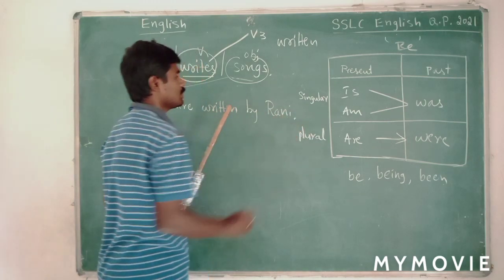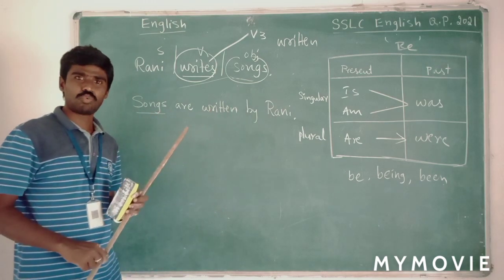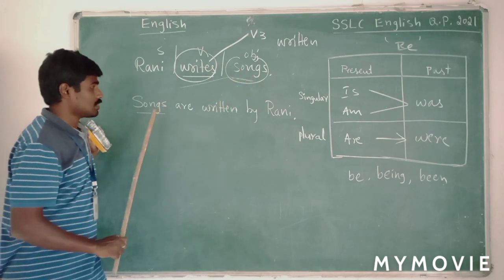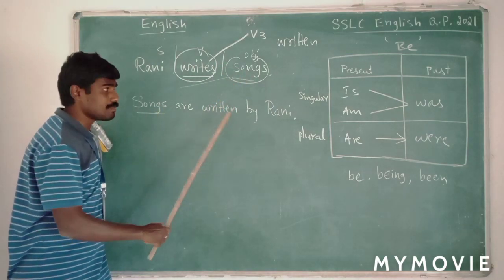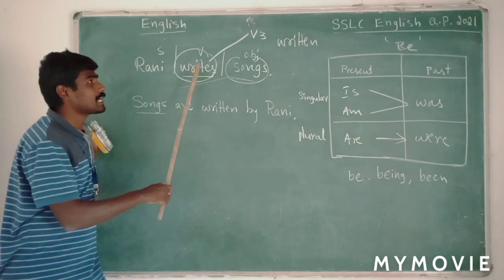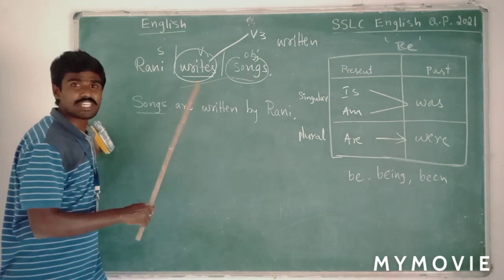Rani. Now this is the final passive voice sentence. Rani writes songs. Songs are written by Rani. This is how we have to change the active voice sentence into a passive voice sentence. Now let's make some changes here.